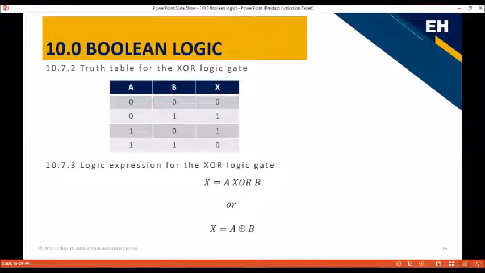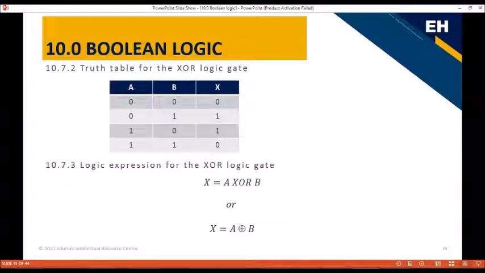And when A is 1 and B is 1, the output X is also 0. So the output can only be 1 when any, and not both, of the inputs is 1. In this case, A is 0 but B is 1. Therefore, the output X is 1. And of course, when A is 1 and B is 0, the output is also 1.